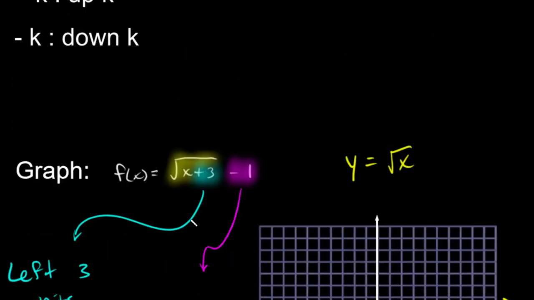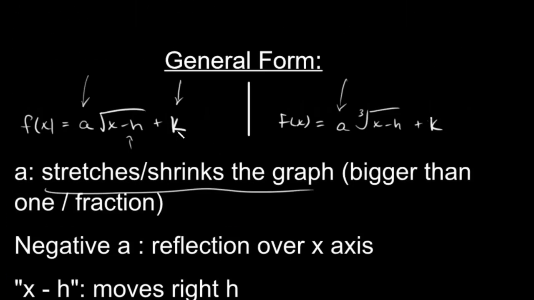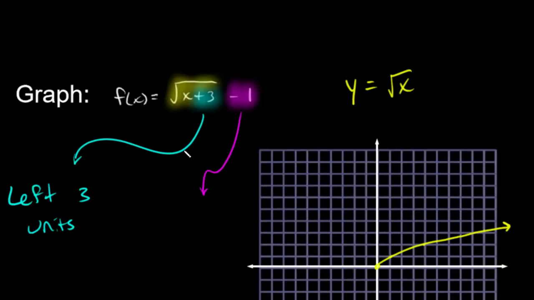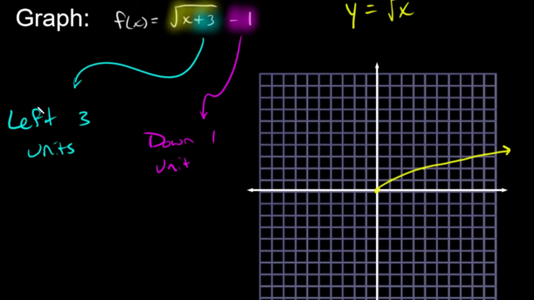And then -1 on the outside. Well, what letter is that? Well, that's k on the outside. Let's see what k does. A plus k goes up k. A minus k goes down k. So this goes down 1 unit. Okay, so let's do that. Let's go left 3 and down 1.